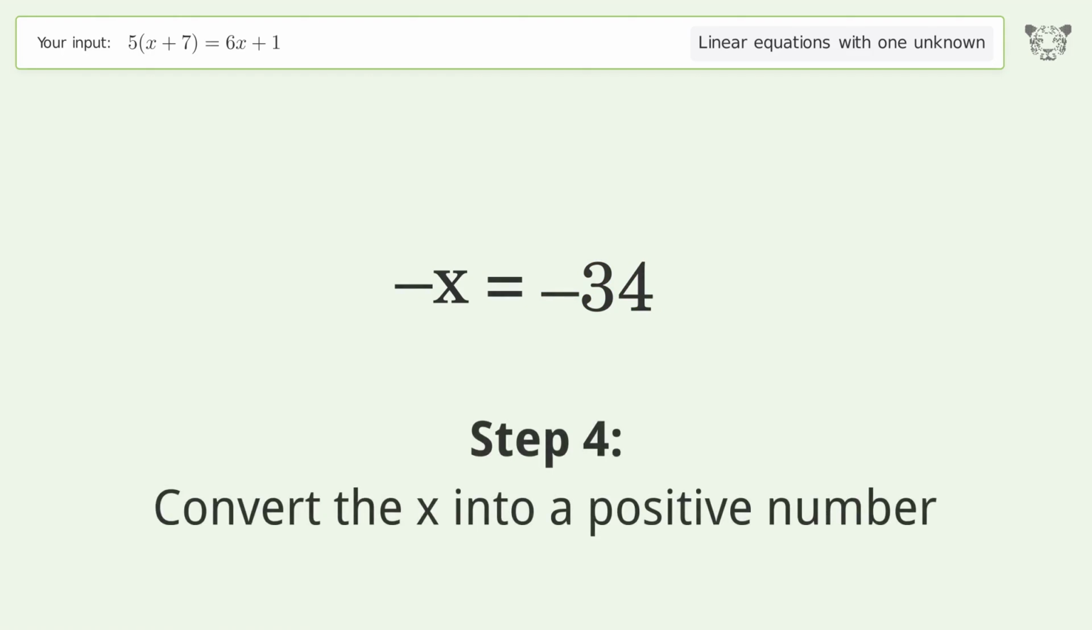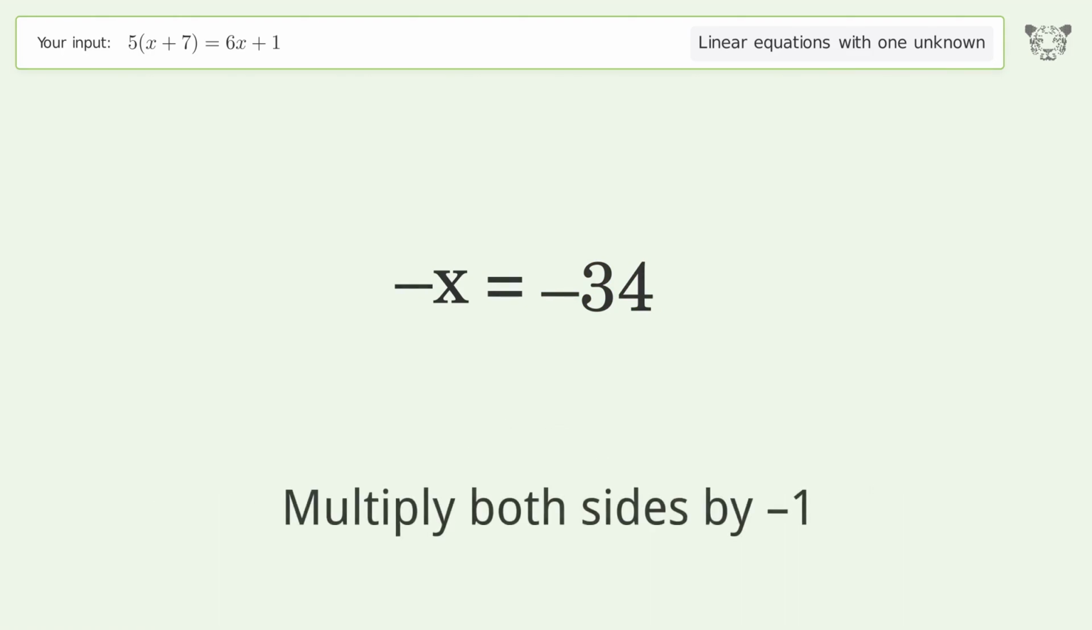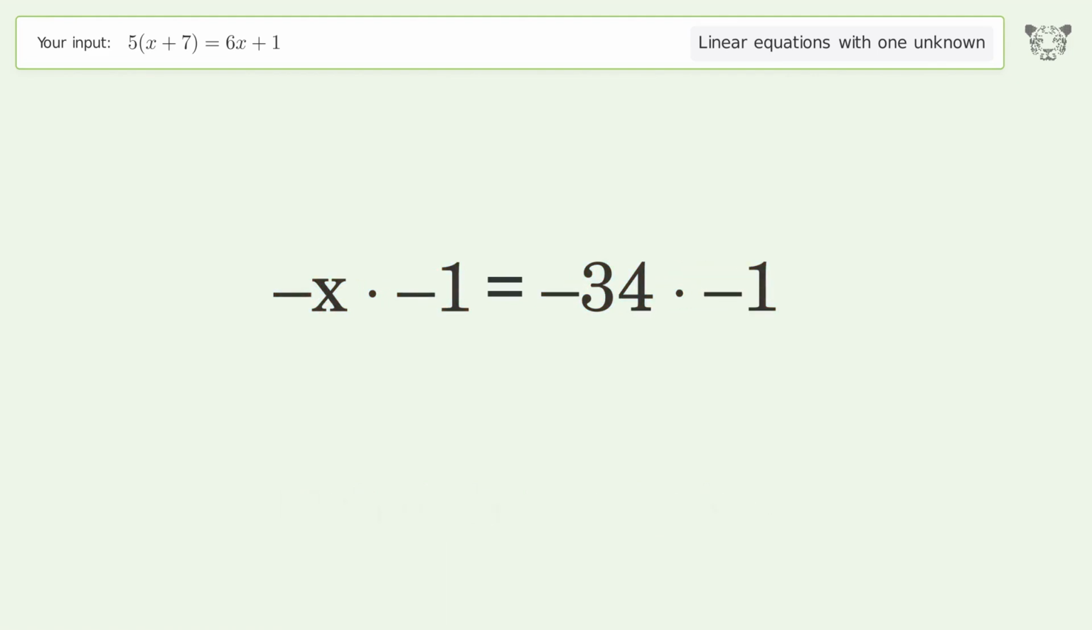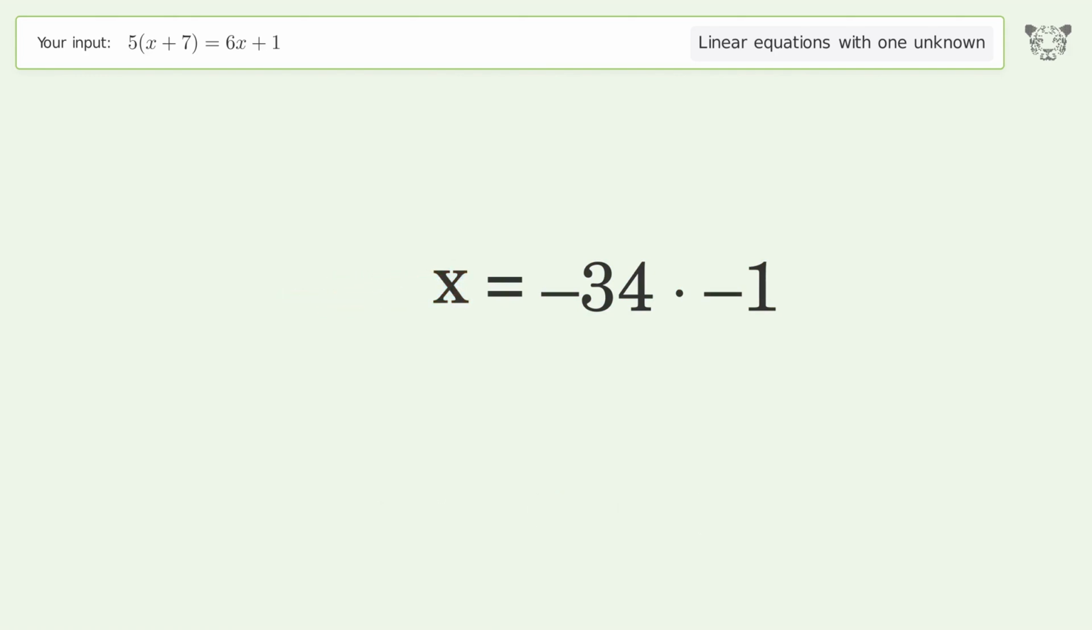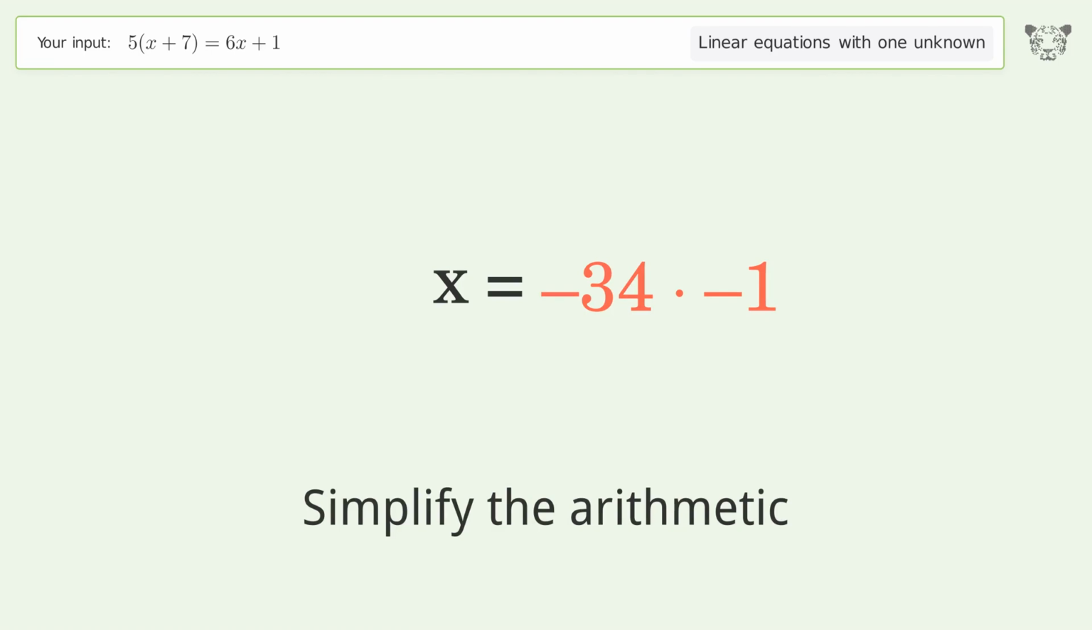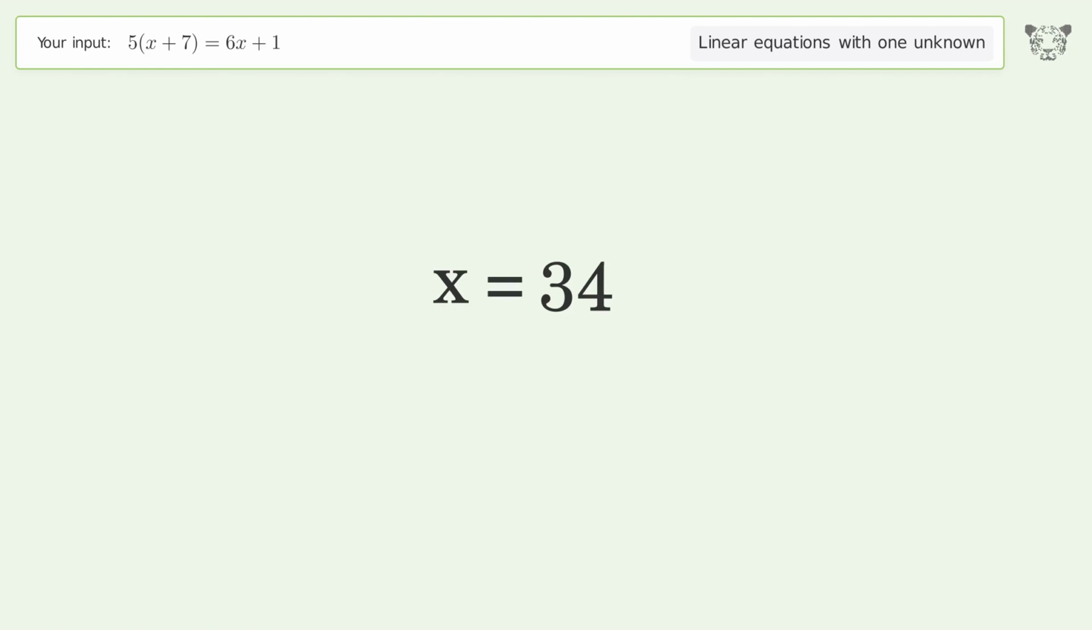Convert the x into a positive number. Multiply both sides by -1. Remove the ones. Simplify the arithmetic. And so the final result is x equals 34.